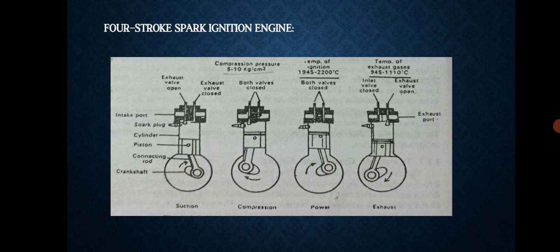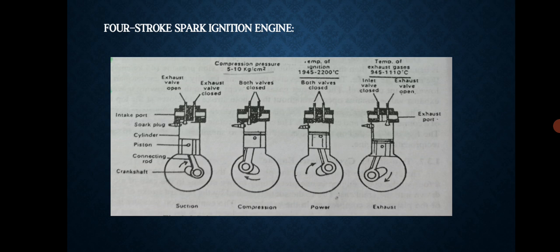In this, gasoline is mixed with air. So next we will see about the four-stroke spark ignition engine, that is, the petrol engine. In this, gasoline is mixed with the air, broken up into mist and partially vaporized in the carburetor. The mixture is then sucked into the cylinder. There it is compressed by the upward motion of the piston and ignited by the electric spark.